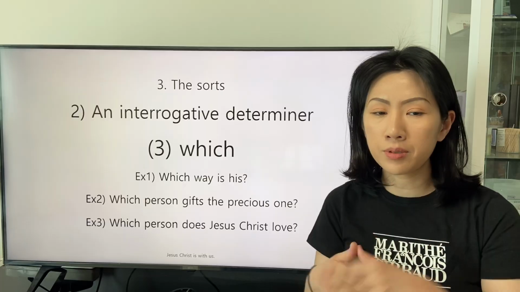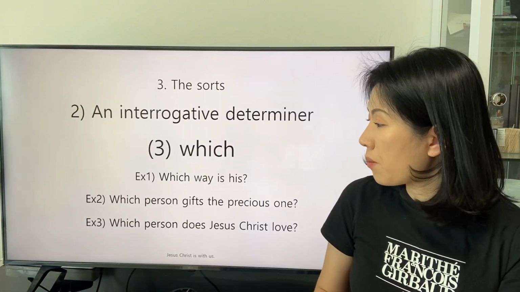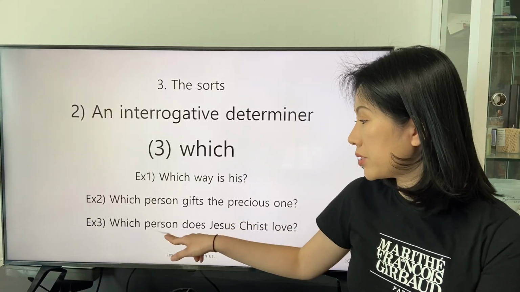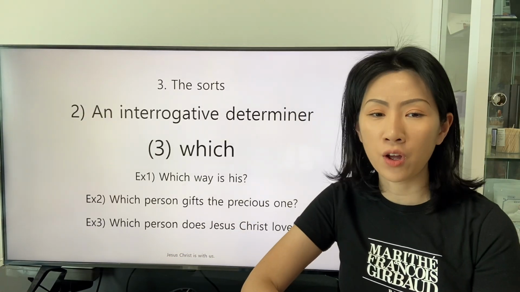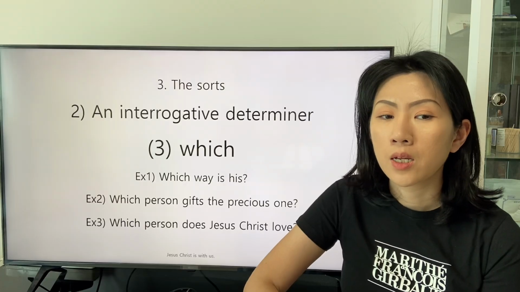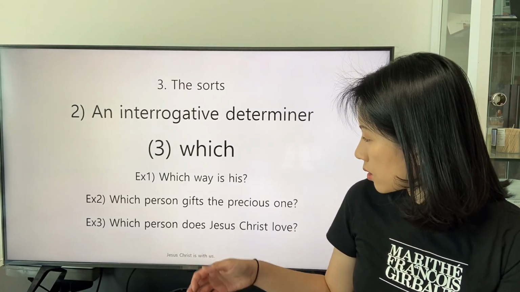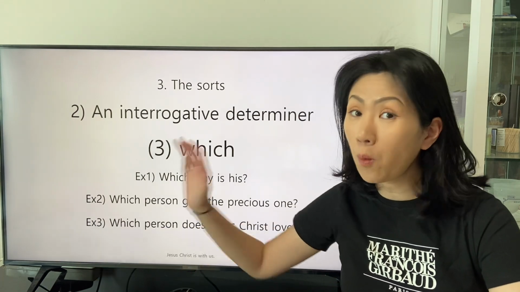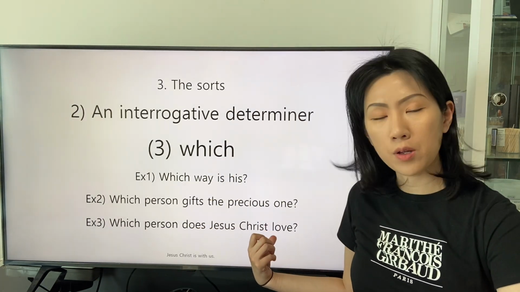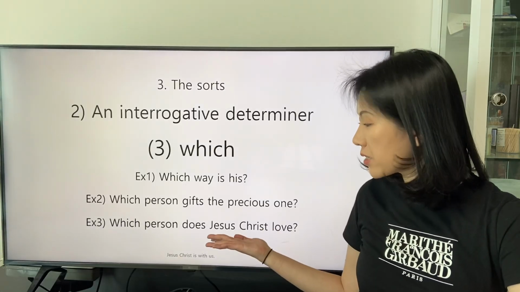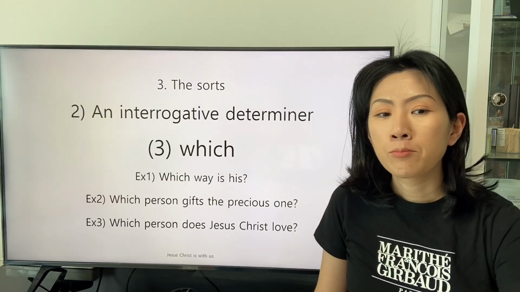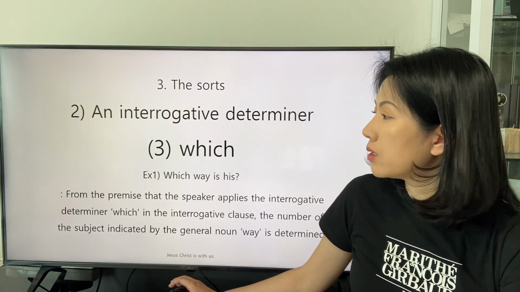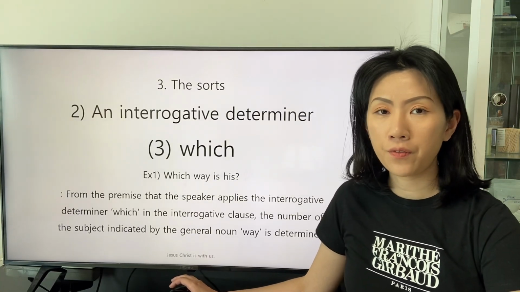In the third example, the phrase of the general noun person, which person, has the role of the object, sorry, the role of the object to receive the definition of the transitive verb love from the subject Jesus Christ. Let's start to study with the first example.